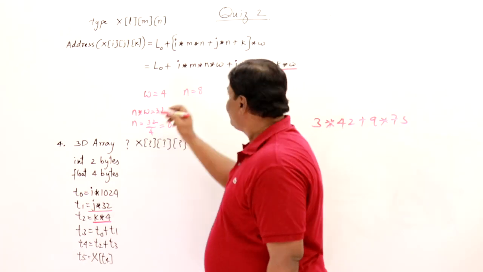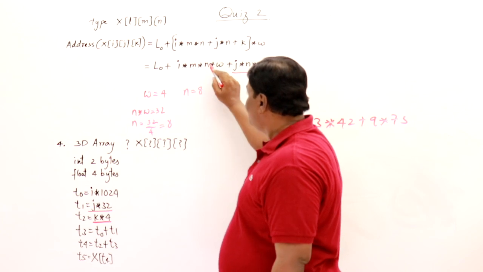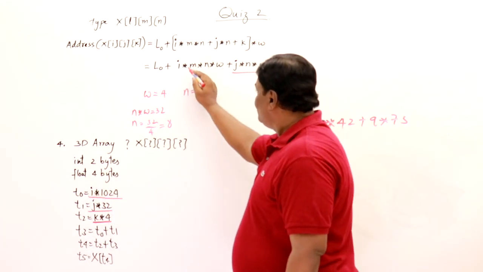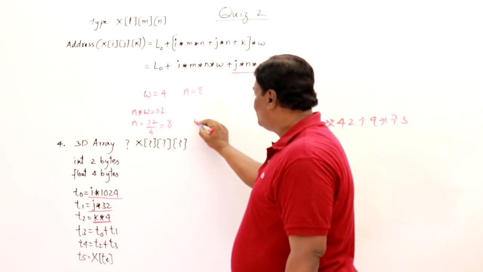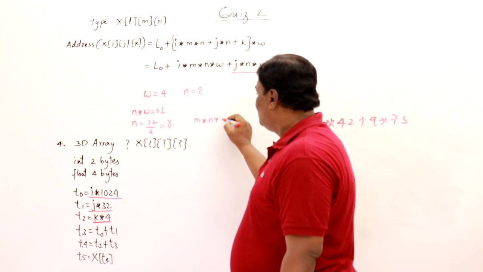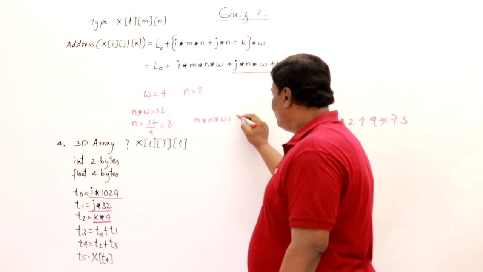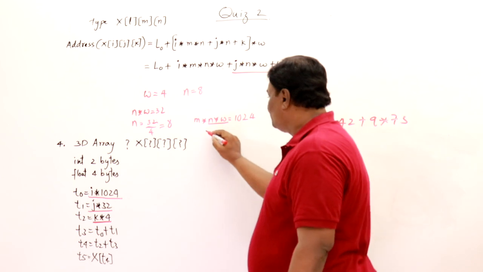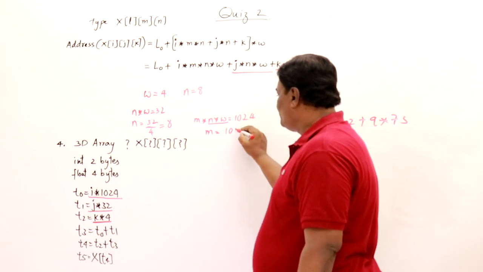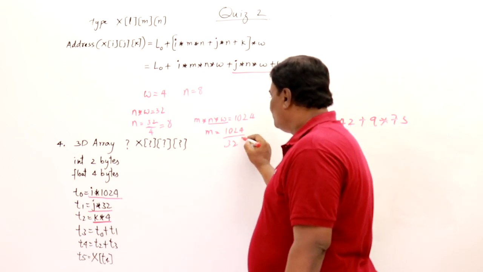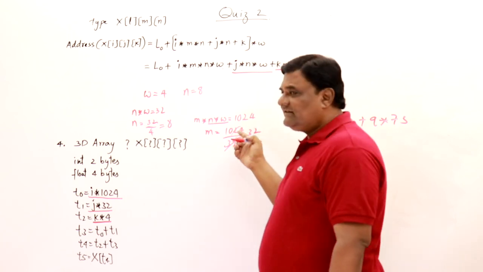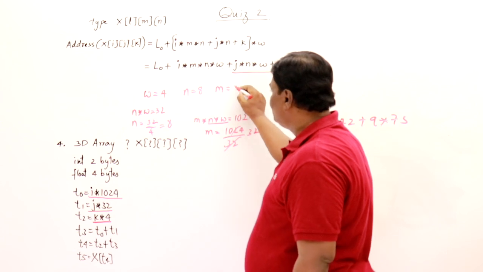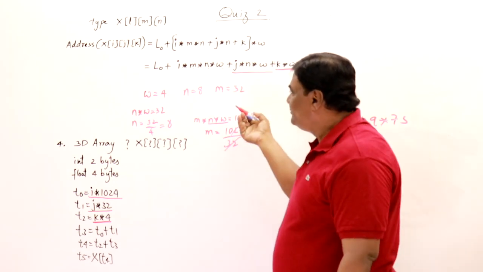Then the last thing, i is multiplied by M into N into W. Here it is 1024. So this is M into N into W, which is 1024. N into W we already know is 32. So M is equal to 1024 by 32. If you divide, this is 32, that is 32 into 32 is 1024. So we know the value of M also. That is 32.